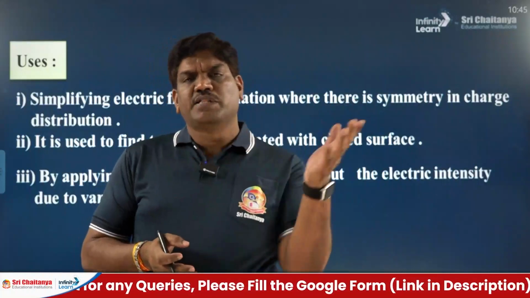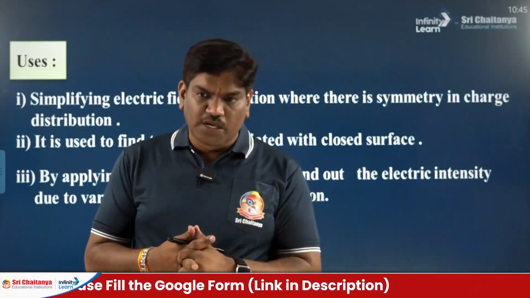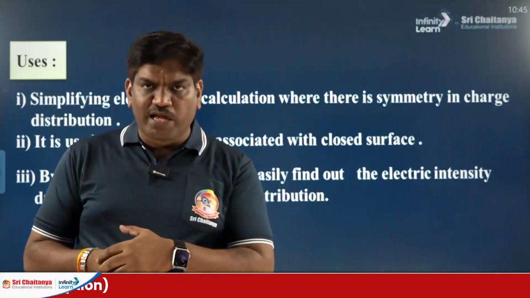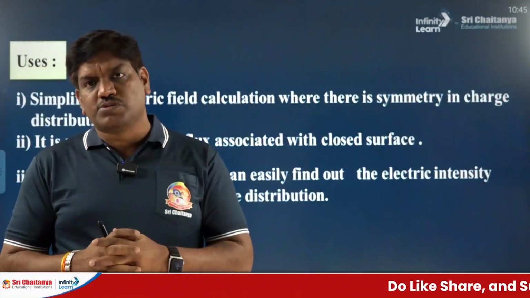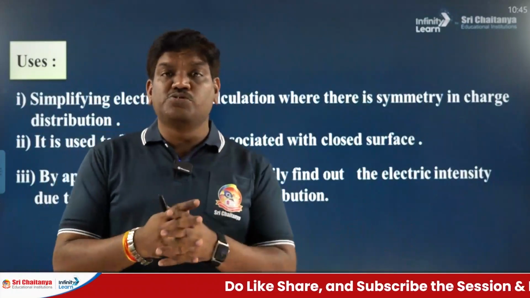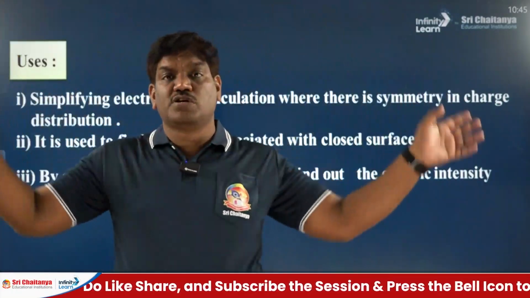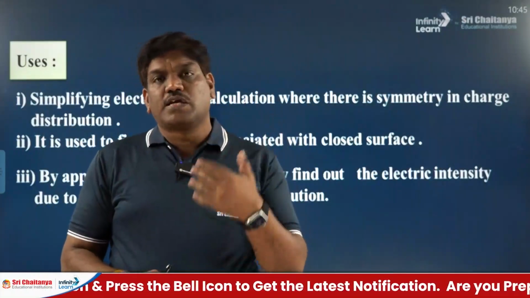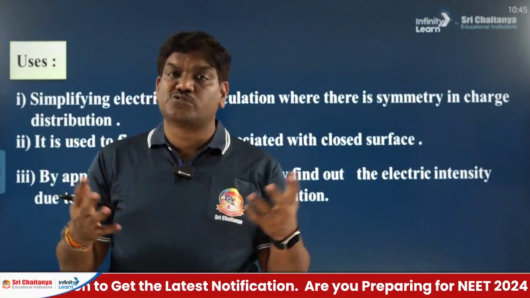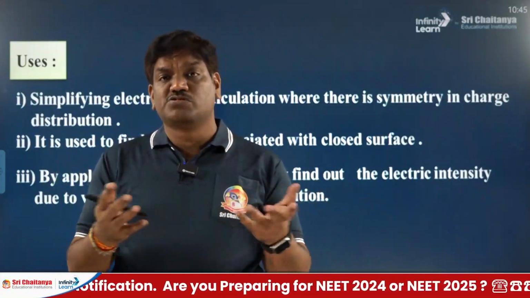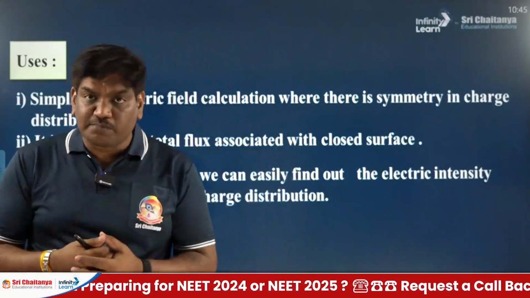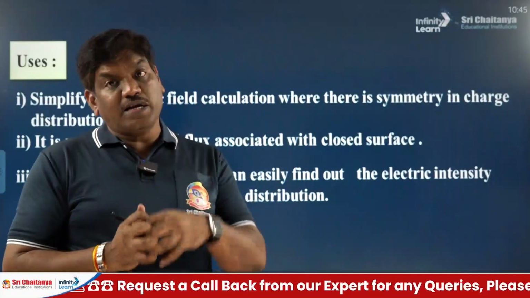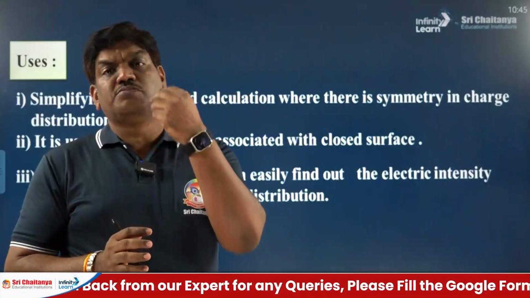There is one method we already have, which is Coulomb's law: due to any charge, the field will be kq by r square at any point. If there is a distribution of charges, let us say the charge is distributed over a line or over the entire lamina, then we can use Coulomb's law with superposition, using integration, meaning complex mathematics. So by Coulomb's law also you can calculate, but Gauss law will make your calculation much easier.